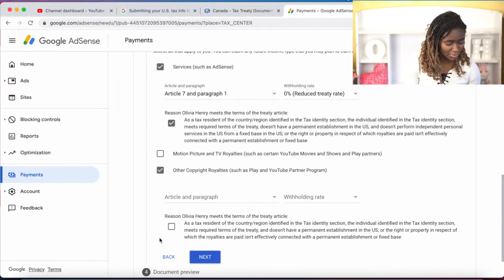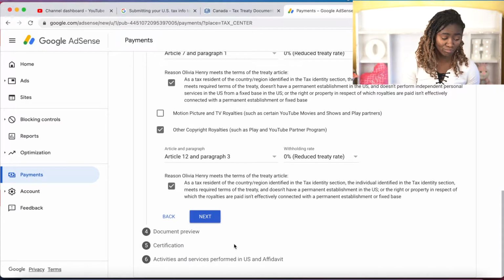As a tax resident of the country/region identified in the tax identity section, the individual identified in the tax identity section meets required terms of the treaty and doesn't have a permanent establishment in the U.S., or the right or property in respect of which the royalties are paid isn't effectively connected with a permanent establishment or fixed base. I'm going to check that. Article 12, paragraph 3, withholding rate 0. So then I'm going to click next.